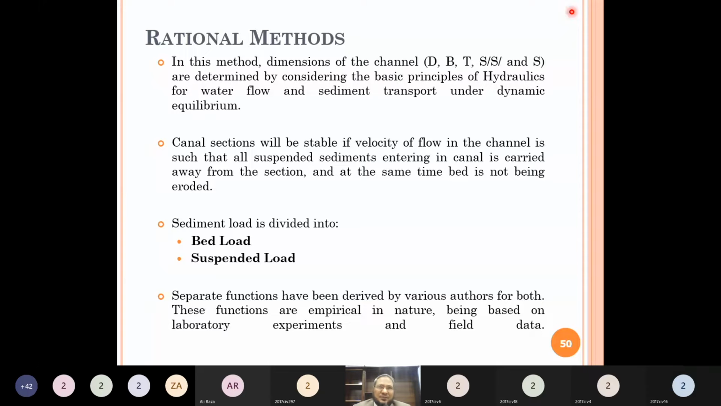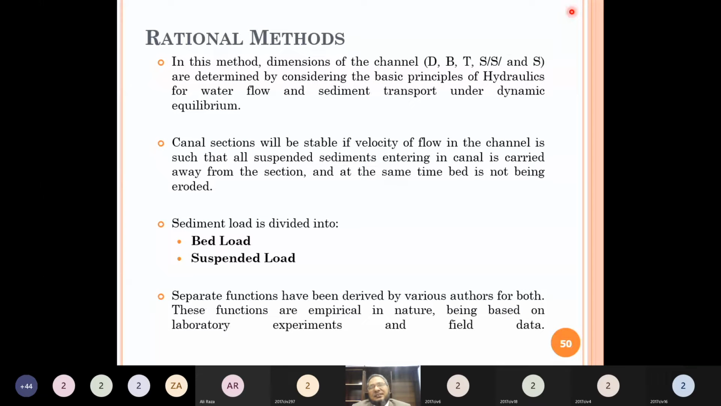I think you know very well what Manning's equation is. In Manning's equation, V is equal to 1 over n, R raised to 2/3, S raised to 1/2. Is that right? Yes, sir. And in case of Chezy's equation, V is equal to C under root RS, where R is the hydraulic radius, which is the ratio between area of flow and wetted perimeter. Okay.